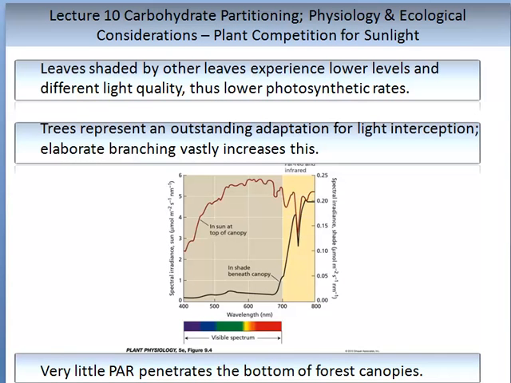In many habitats, a lack of light is a problem. Leaves can shade each other, and the leaves at the lower levels experience different light quality, and thus they have a lower photosynthetic rate. Trees represent an outstanding adaptation for light interception. Elaborate branching vastly increases this. Very little photosynthetically active radiation penetrates the bottom of forest canopies, and this shows some of the efficiencies that these canopies have obtained.